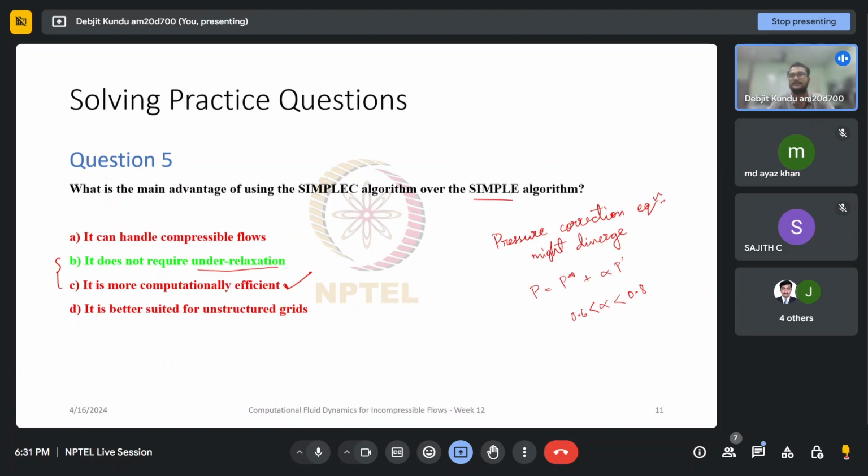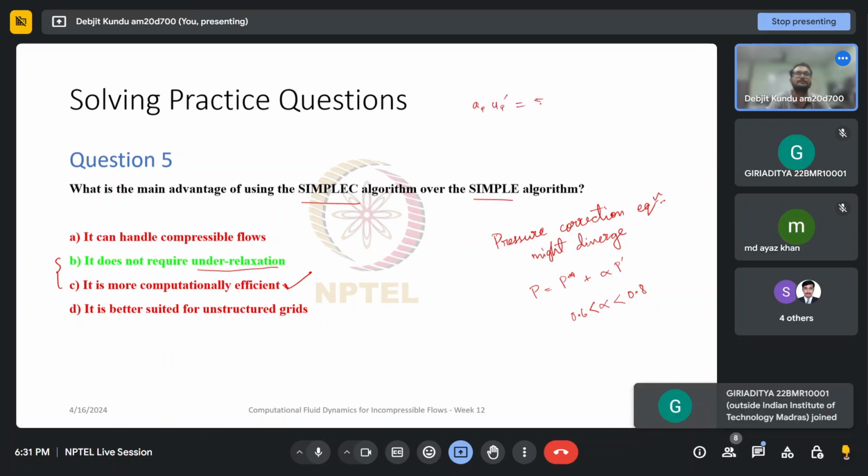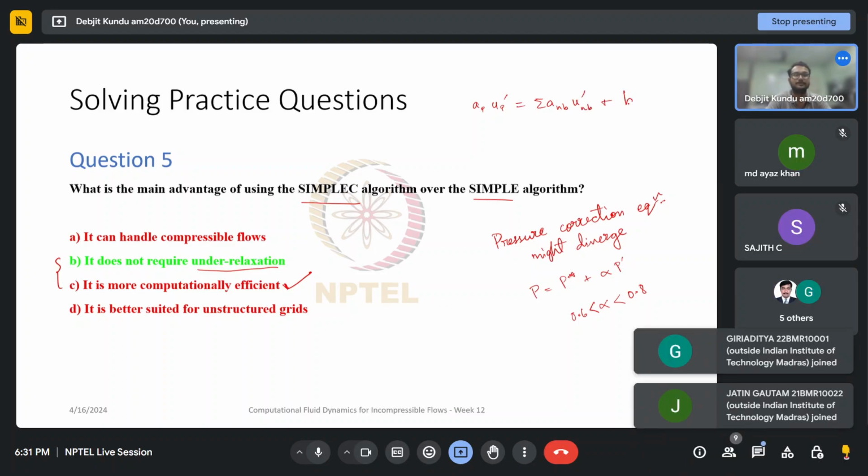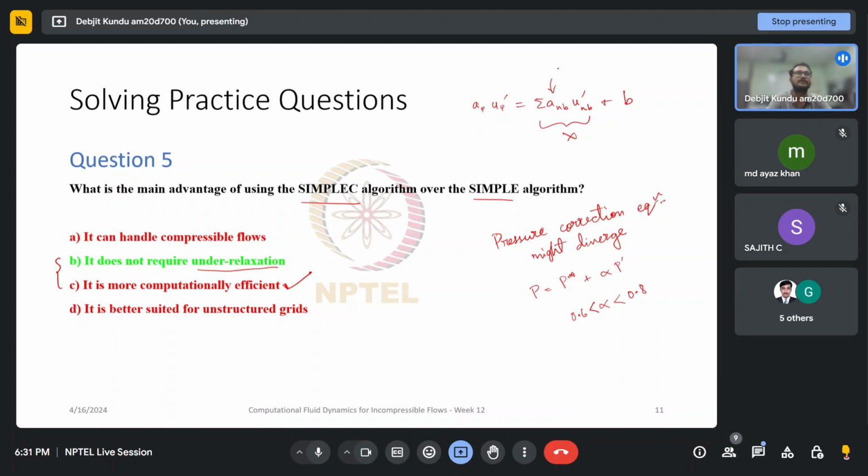Whereas in case of the SIMPLEC algorithm, the neighboring terms are not ignored. So basically, my velocity correction equation looks something like this, right? So this equals the summation of a_nb u_nb prime plus b. In the SIMPLE algorithm, this is totally ignored. Whereas in the SIMPLEC algorithm, this is estimated as u_nb primes all equal to u_P prime.